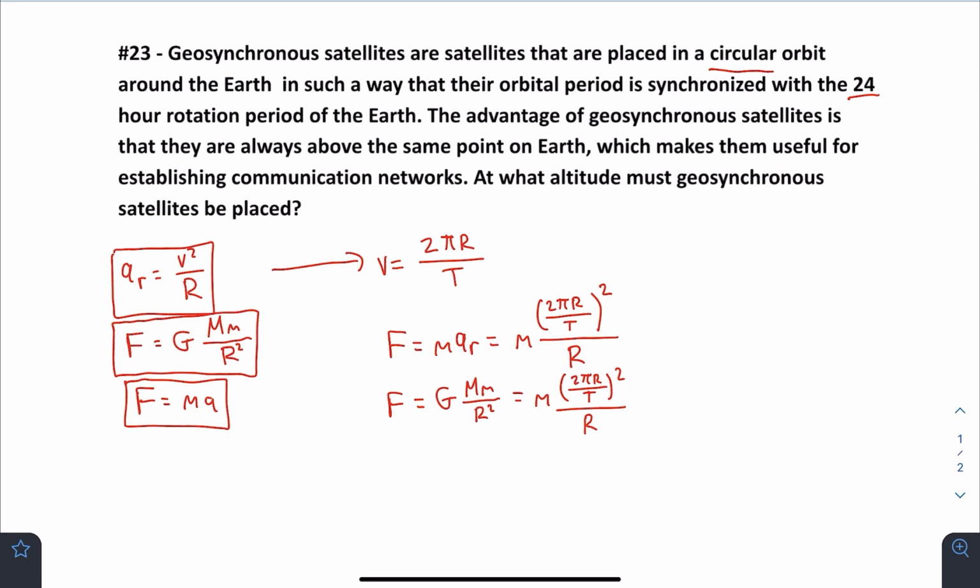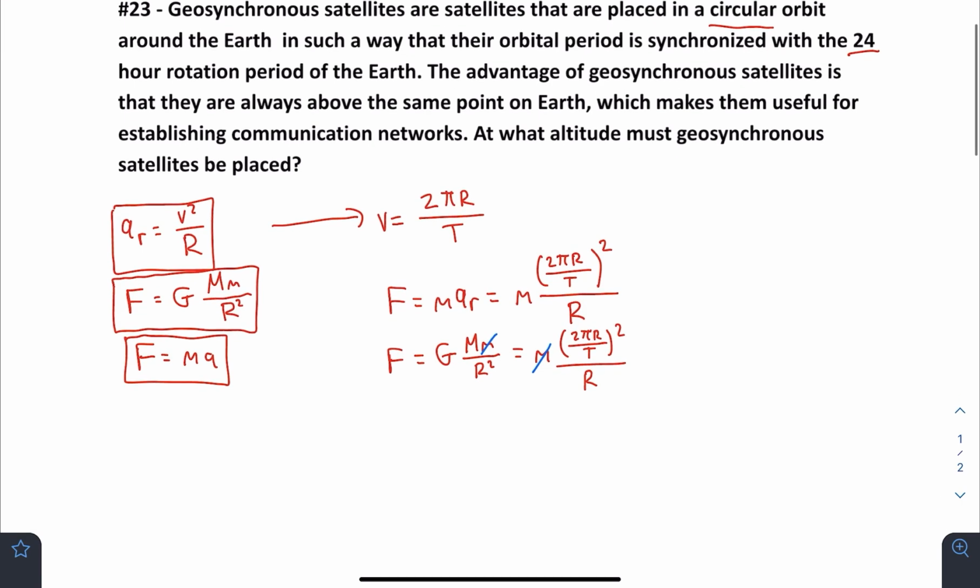We can start by just canceling out the mass of the satellite on both sides of the equation. Those are just going to cancel for us really nicely. Then I'll write it out a little cleaner down here. And I brought our t squared down to the denominator to make things a little bit easier for us.